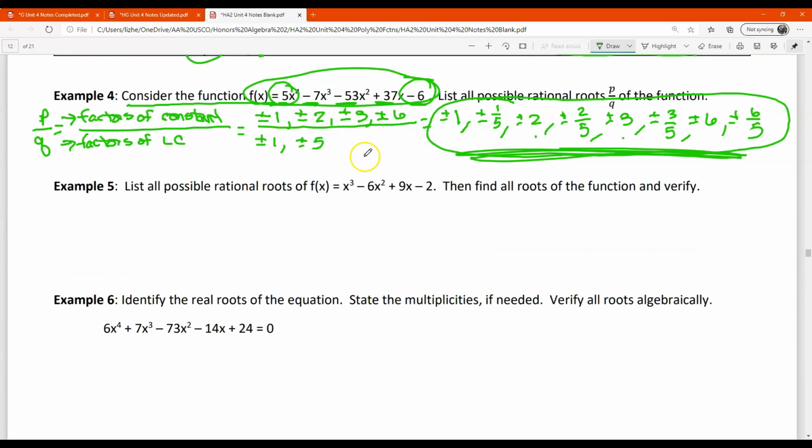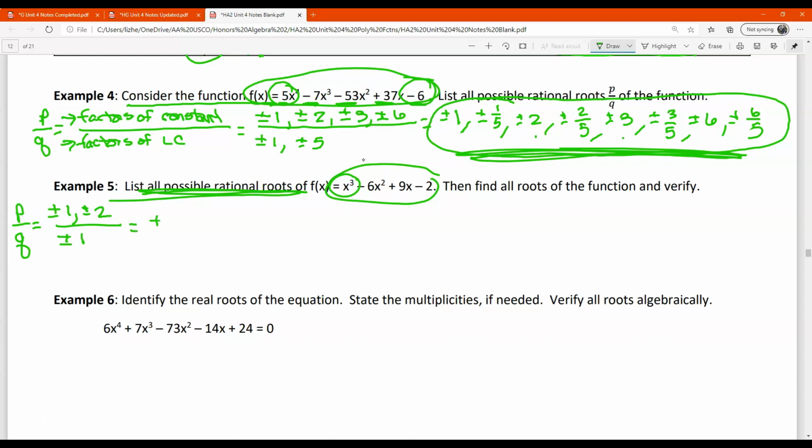Okay, number 5. List all possible rational roots of this function. Then find all roots of the function and verify. Okay, so first I need to list all possible rational roots. When you're told to do that, then you have to go with your P over Q thing. And remember, P is the constant. What are the factors of the constant? Well, 1 goes into there and 2 goes into there. That's my numerator. And then Q are the factors of the leading coefficient, which is just plus or minus 1. So now you clean that up, and you have 1 over 1, which is 1. And you have 2 over 1, which is 2.